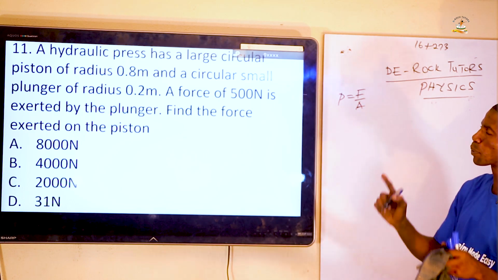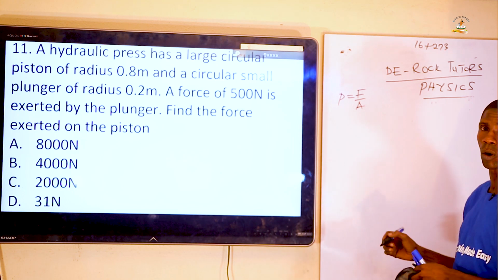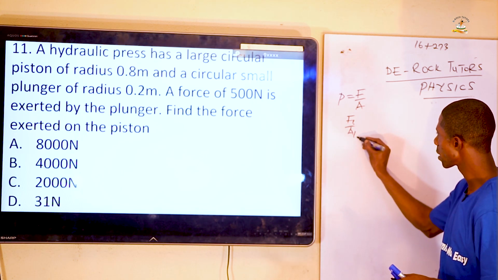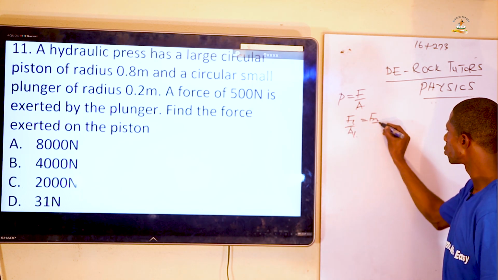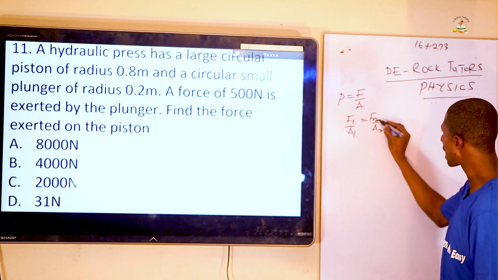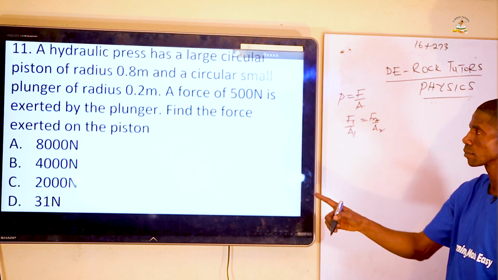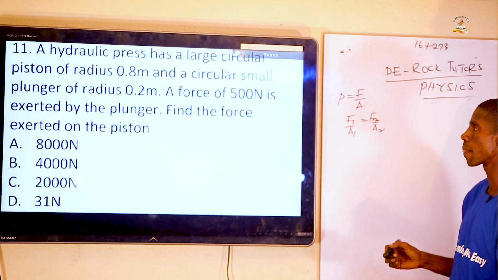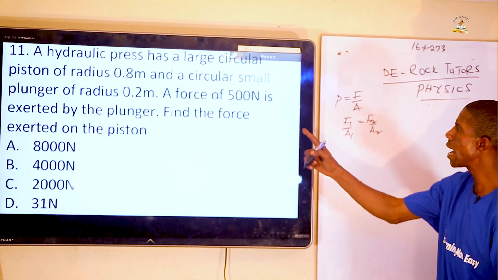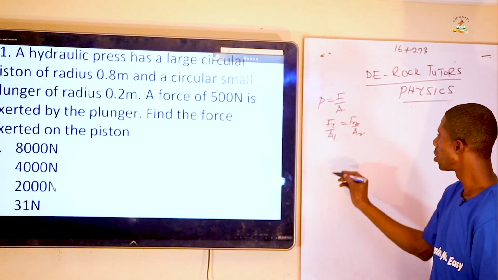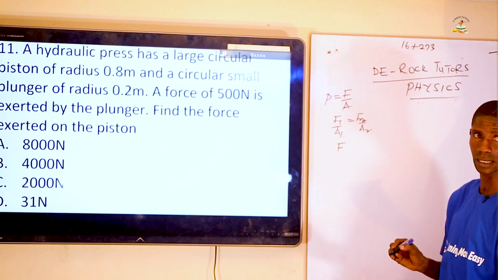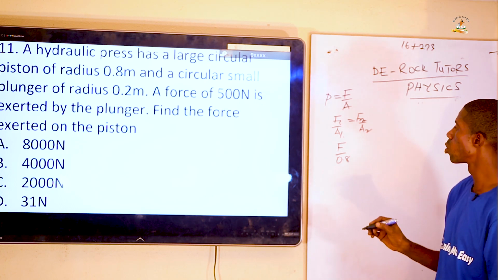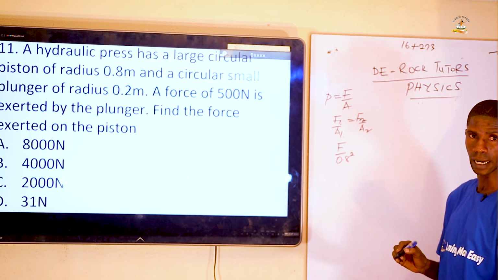So since we're having the piston on one hand, then we also have the plunger on the other hand, we can have F1 over A1 equals F2 over A2. Then that force F1 will be for the piston. Then the force F2 will be for the plunger. So the question now asks, find the force exerted on the piston. That means the piston has no force being exerted yet, but it has a radius of 0.8. So when I square the radius, that will give me the area there.